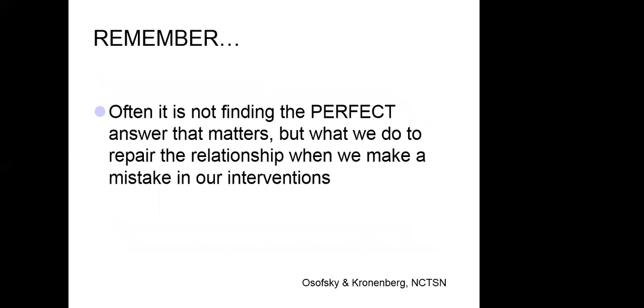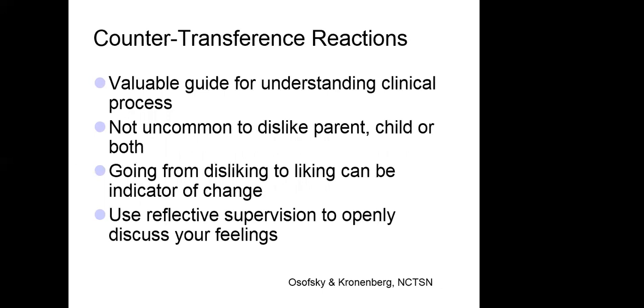Remember that it's not finding the perfect answer, it's doing something. And when we have to jump in or we weren't perfect in our intervention, then going back and repairing that relationship, repairing and owning our mistakes, because then we're modeling for the parent that you don't have to be perfect either. You can tell your child, I screwed up, I didn't mean to do that, or that didn't go as I had planned, and just really modeling that type of thing.